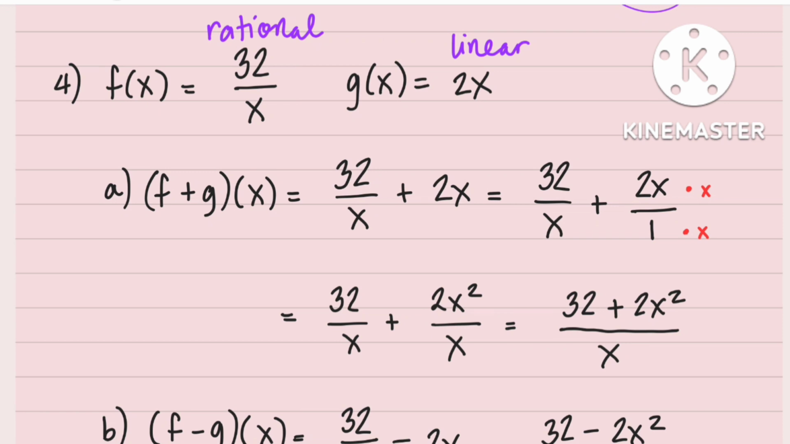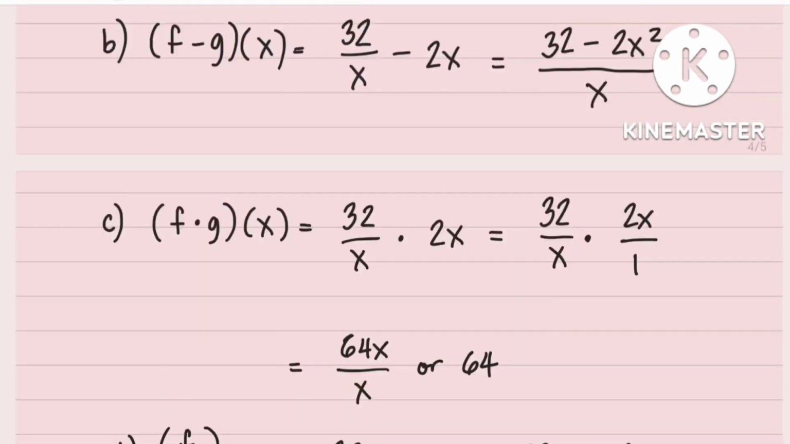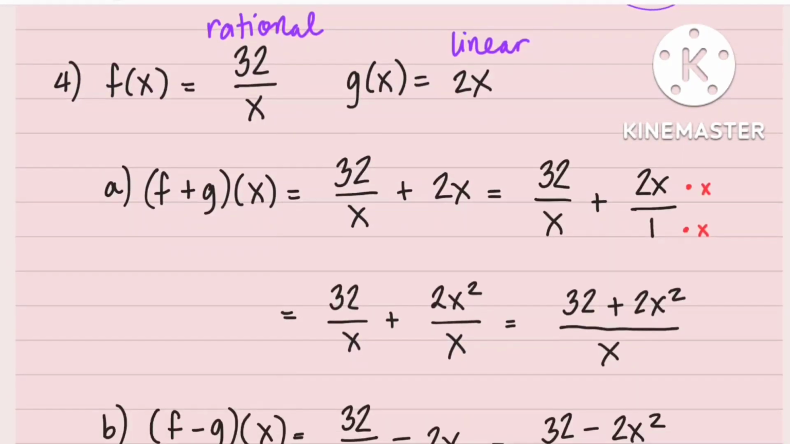Now, what if we have a rational function and a linear function? How do we perform operations involving them? So we will perform the 4 operations only, and we start with addition. So what is 32 over x plus 2x? You may notice that the two are not similar because this has a denominator of x, this has an implied denominator of 1. So this has x, this has 1 as denominator.